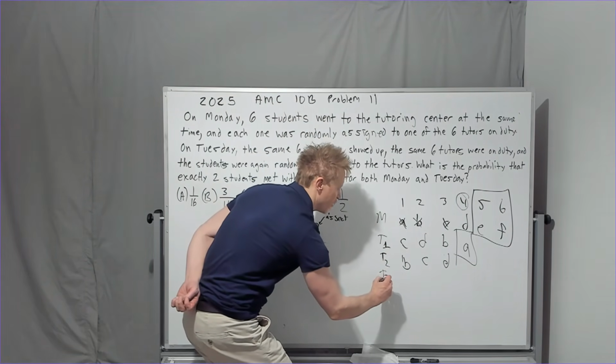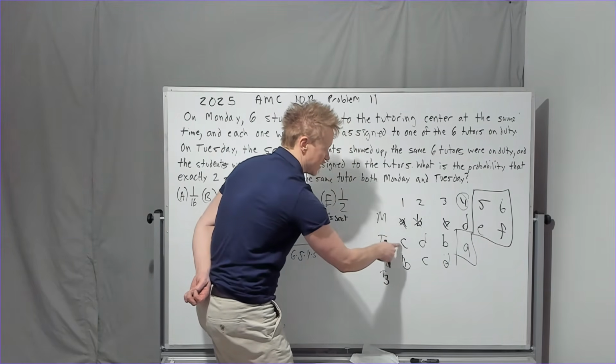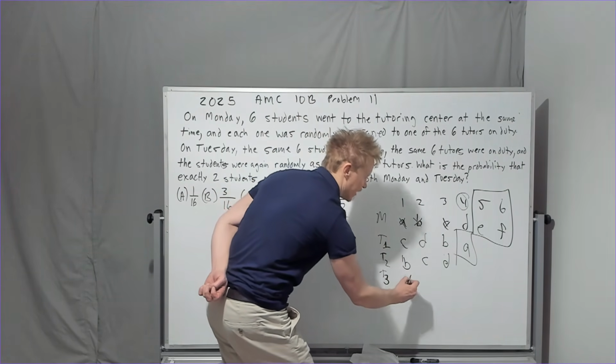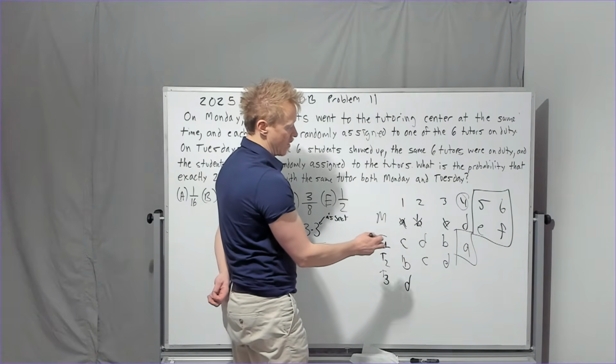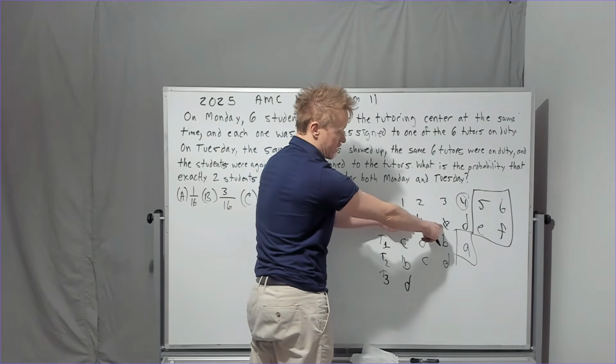Now if we do a third Tuesday version, and instead of C or B sitting here, D goes here, then now what's left is that B and C would still be here.